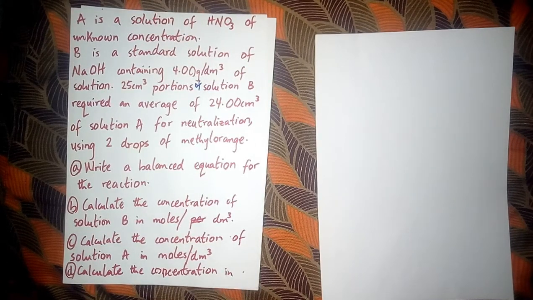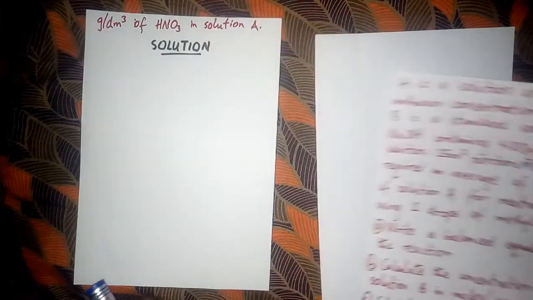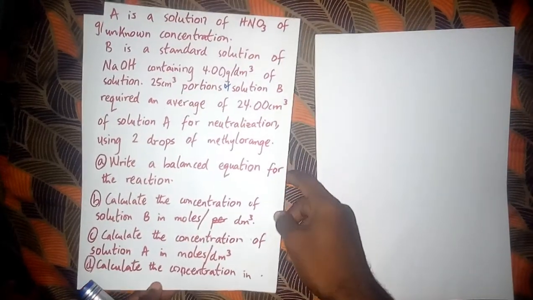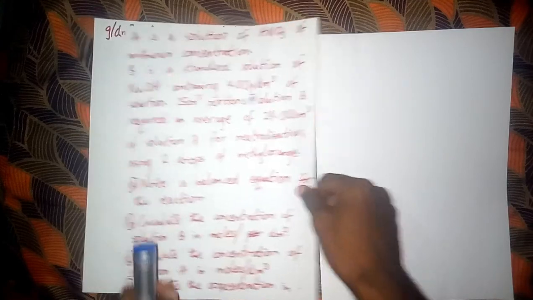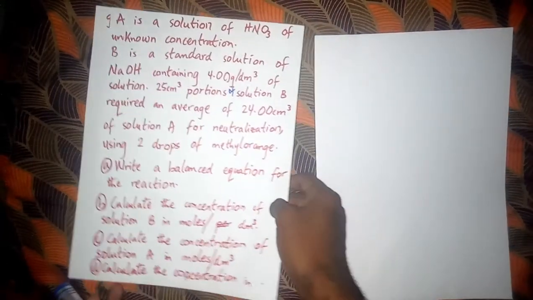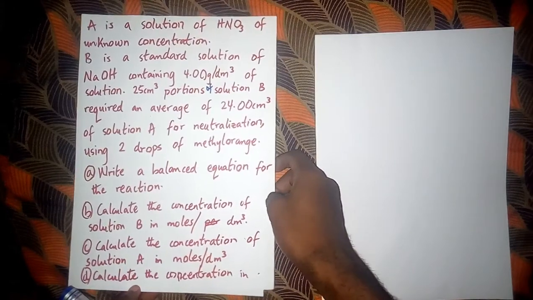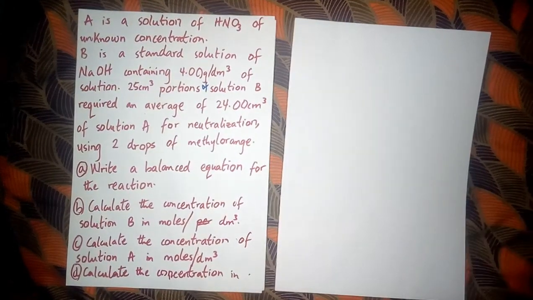So this is a neutralization reaction, using 2 drops of methyl orange. Write a balanced equation for the reaction. Calculate the concentration of solution B, our sodium hydroxide, in moles per dm cube. Calculate the concentration of solution A in moles per dm cube. Calculate the concentration in grams per dm cube of trioxonitrate(V) acid in solution A. So this is our question, so let's go into the solving.